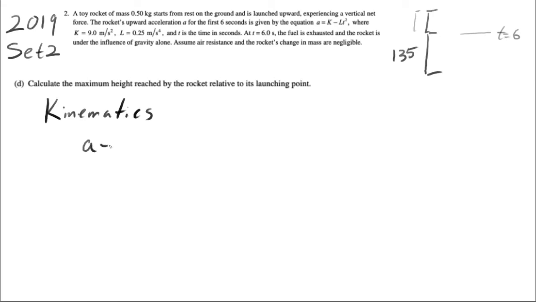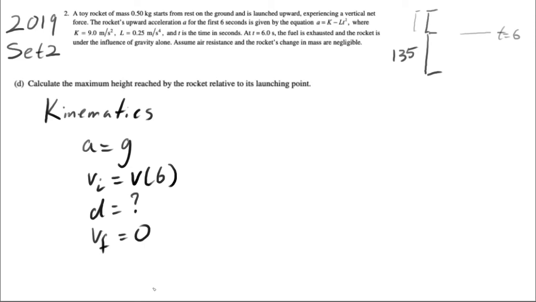So we know that a equals gravitational acceleration. We need the initial velocity. We can just say it's the velocity when t equals 6 because that is our initial point. We need to find displacement, and we can either use time or final velocity. Since we know when the rocket reaches the maximum height, its velocity is 0, we know that the final velocity of the rocket is 0.